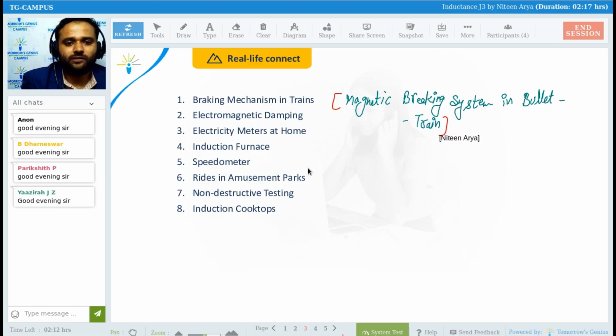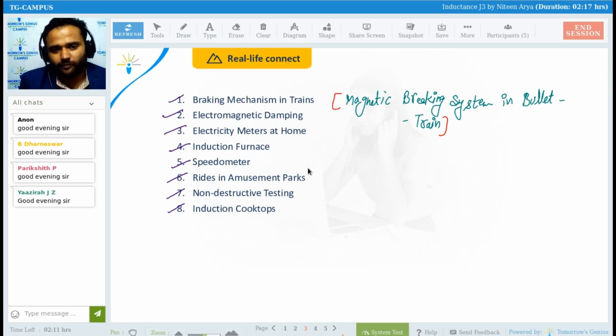Then the second application is electromagnetic damping. We're going to see electricity meters at homes, induction furnace, speedometer, rides in an amusement park, non-destructive testing, induction cooktops. Whatever these examples are, we use them somehow in day-to-day life, like the electricity meter in your home, which works on this EMI. Electromagnetic damping is a process in which a large amount of unnecessary current is damped somewhere, like we as humans dump our waste product.